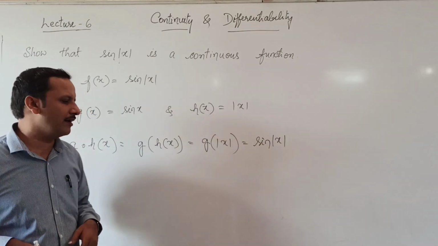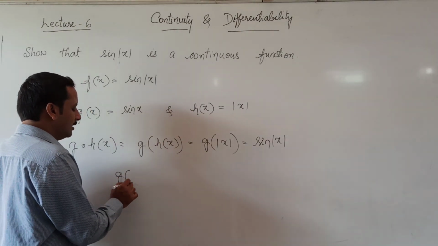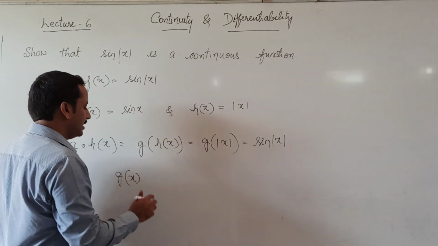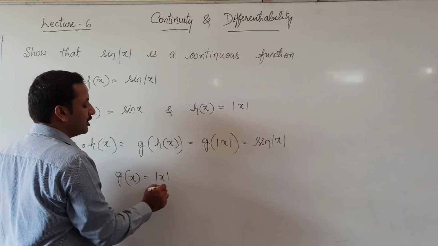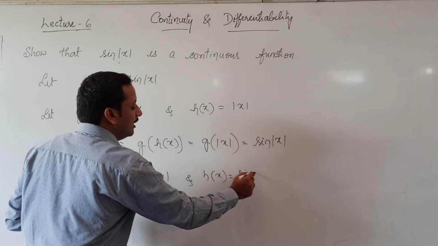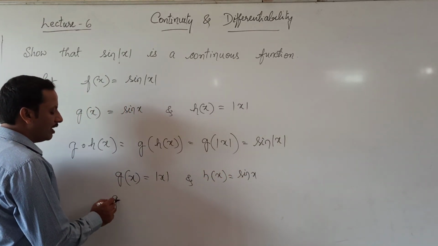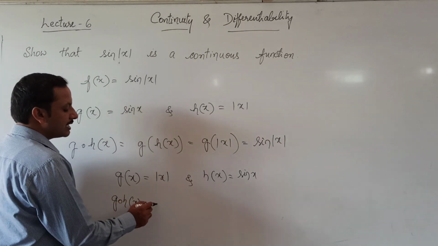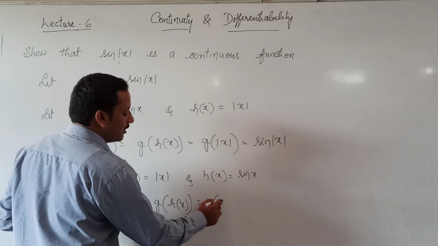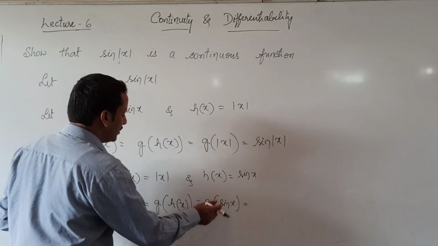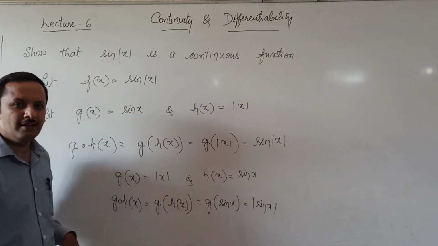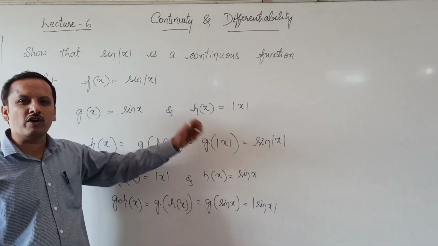But if you reverse it, then what happens? As we identify that there are two functions, you take one of them as g of x, the other one as h of x. Suppose I take g of x is equal to mod x and h of x is equal to sin x, then you try to find out what is g circle h of x. G circle h of x is equal to g of h of x, which is equal to g of sin x, which will be equal to mod sin x. Okay, but we are given sin mod x, not mod sin x.